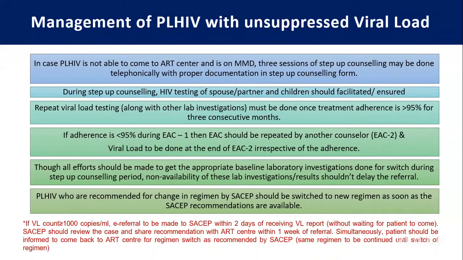Repeat viral load testing along with other lab tests should be done once treatment adherence is more than 95% for 3 consecutive months. And if the adherence is less than 95% during EAC 1, then EAC should be repeated by another counselor, EAC 2, and viral load to be done at the end of EAC 2, irrespective of the adherence that we discussed earlier. Though all efforts should be made to get the appropriate baseline lab investigations done for switch, however, non-availability of those tests or results should not delay the referral.